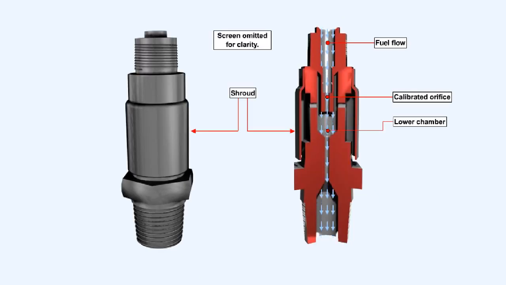Normally aspirated engines use a nozzle equipped with a fixed calibrated orifice, which has a series of holes drilled just below the orifice chamber for air entry to the lower chamber. A screen and a stainless steel shroud covers this part of the nozzle. As fuel passes through the calibrated orifice to the lower chamber, ambient air is pulled under the shroud and through the screen, finally mixing with the fuel as it's sprayed into the intake port.